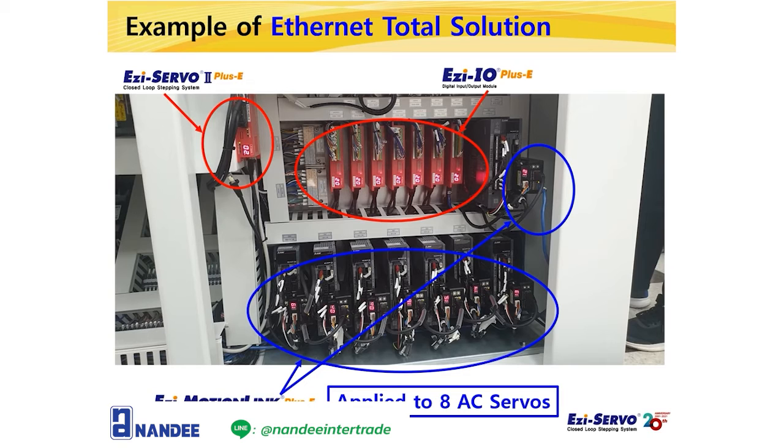In the case of a small machine like this, if you use EZ MotionLink, you can control AC servo, stepping motor, and I/O module with FASTECH's API. You don't need a separate motion board for AC servo. Just control with one Ethernet network. Therefore, it is possible to save costs by removing unnecessary motion boards and reducing wiring.